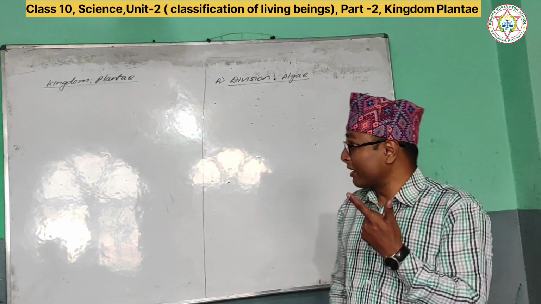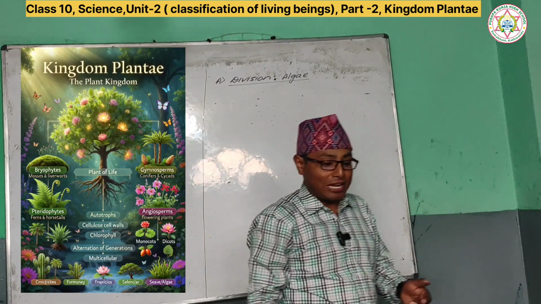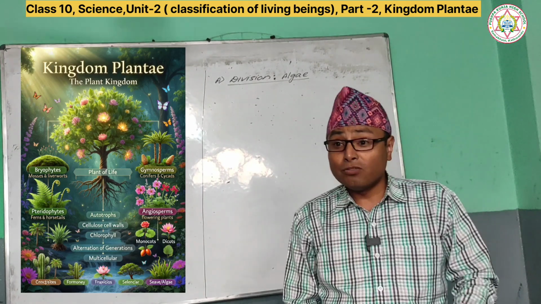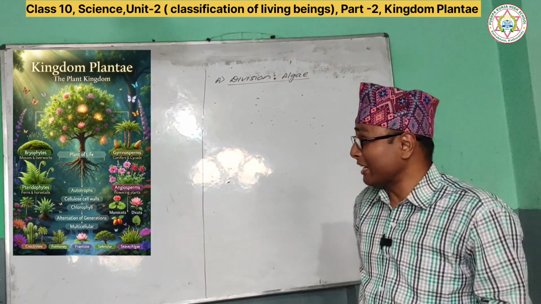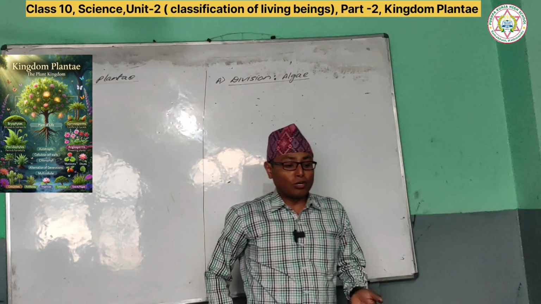Alright. Now today we are going to study Plantae, kingdom Plantae. So kingdom Plantae includes all the plants. Alright, all the plants which can do photosynthesis. So the main characteristic of kingdom Plantae is they are autotrophic, they can do photosynthesis.